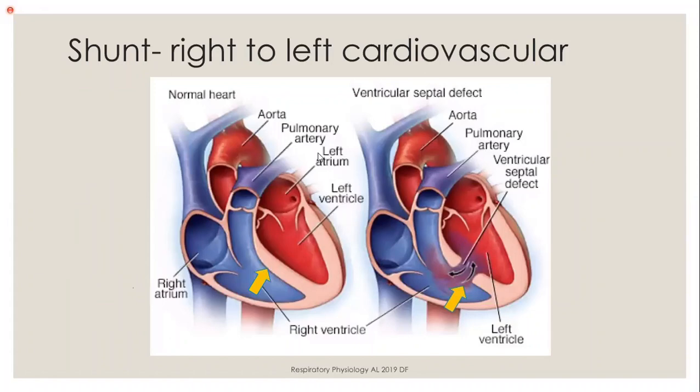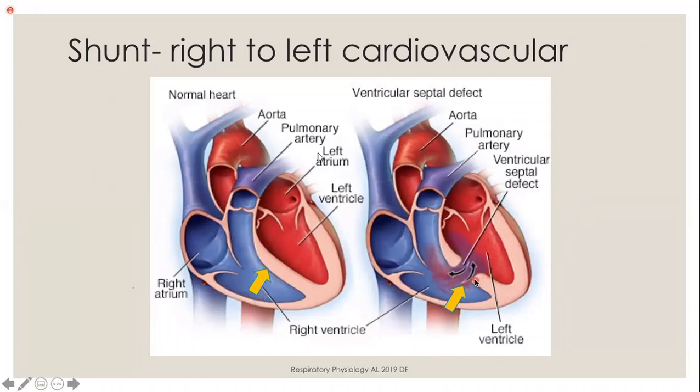But if there's a shunt like this, so you see a heart, this is a normal heart, you see the left ventricle and the right ventricle. So you can see the left ventricle, and you can see the interventricular septum, and you can see the right ventricle, and there is no connection between the two. So the blood flows are separate, the systemic flow and the pulmonary flow.